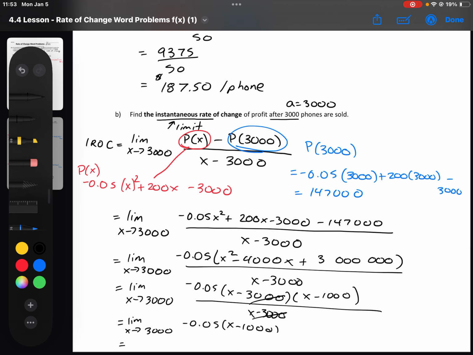When I substitute that in, I'm going to get minus 0.05 times 3,000 minus 1,000, which is cool. This is a negative rate of change. So you're actually losing $100 per phone when you get all the way up to manufacturing 3,000 phones. And those are some examples of how to use the average rate of change formula and the instantaneous rate of change formula in the context of a word problem.